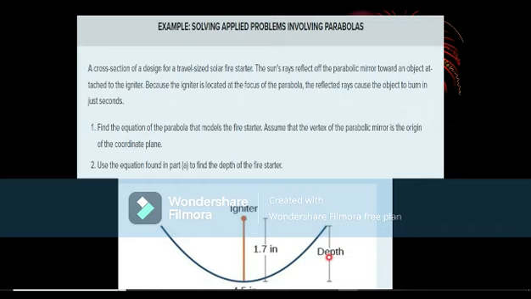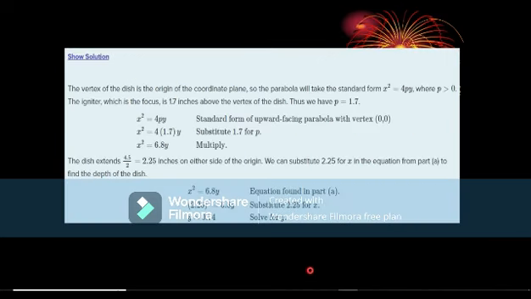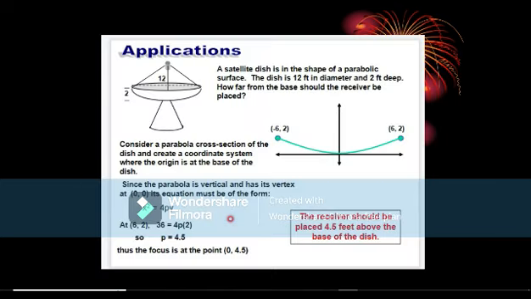Use the equation found in part A to find the depth of the fire starter. So the answer, how deep is the fire starter, this one is 0.74 inches. That's the value of our y. Okay, now let us proceed.